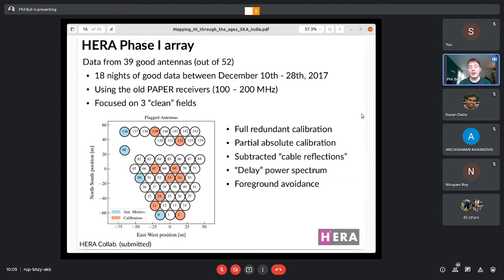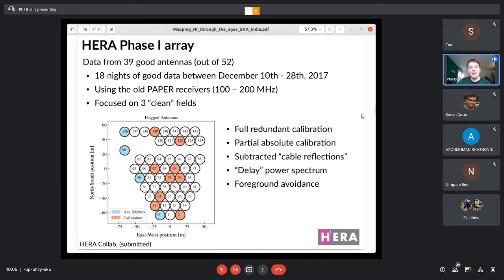We focused on 3 clean fields, the ones I've just shown you, where clean means lower foregrounds, but may also mean less affected by RFI, less affected by bright sources in the side lobes. And in this configuration, what we call the H1C configuration, we got data from 39 good antennas out of about 52 that were instrumented. So you can see those here.